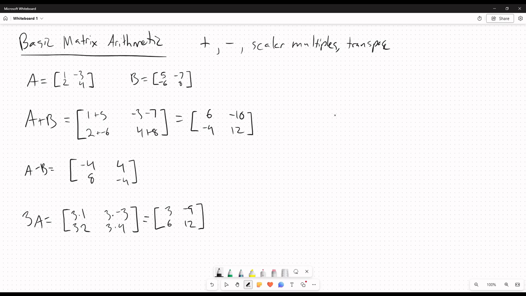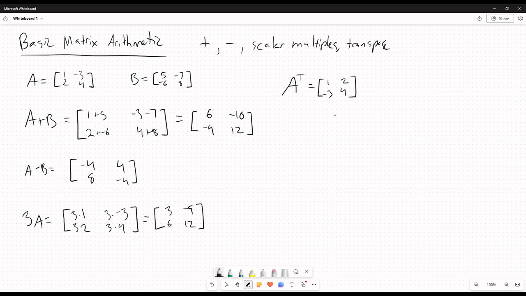And the last one I want to talk about is the transpose. The transpose is a little bit different. Basically what you're going to do is flip across the diagonal here. So A transpose would be, the diagonal will stay the same. We'll still have 1 and 4. But now the 2 is going to move up here, and the -3 is going to move down here.